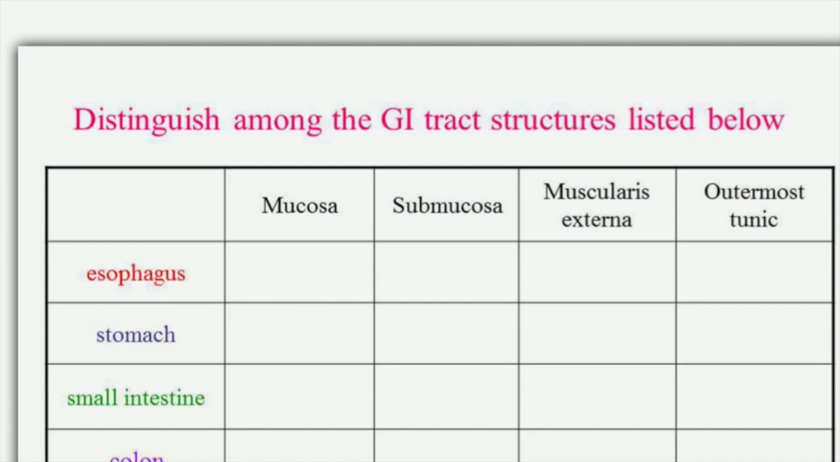And you can add also the appendix. It is different from the colon in a few points as we have said before.